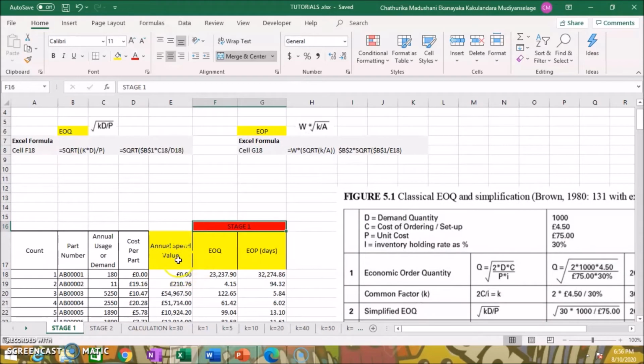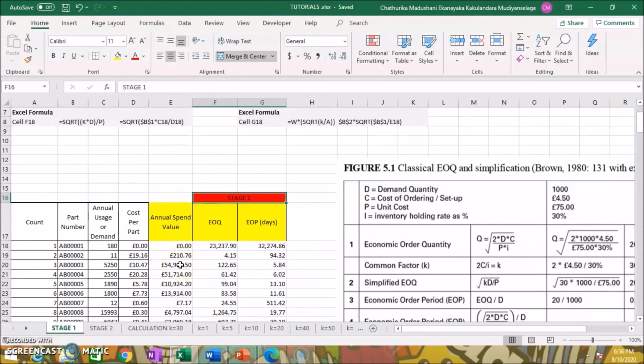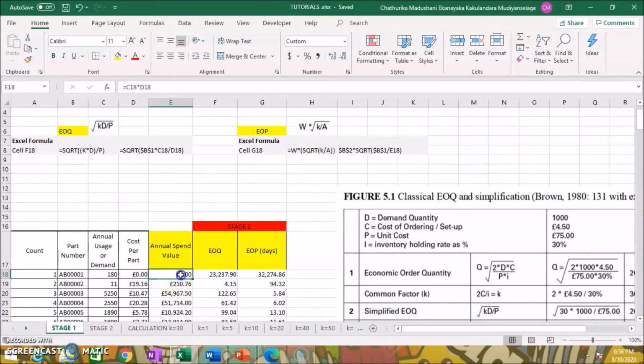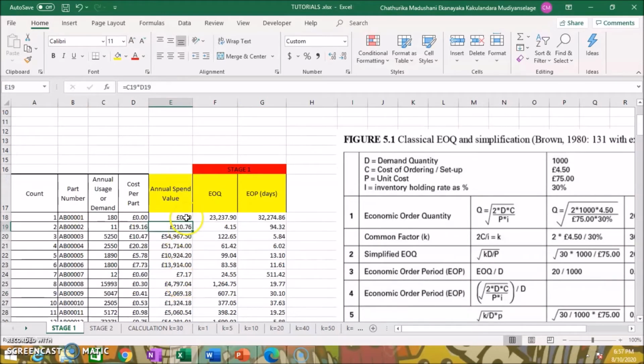So here I already calculated the annual spend value, which is useful to calculate the EOP later. So I put here annual spend value. To calculate annual spend value, it's easy. You just need to multiply the annual usage by cost per part, and then you copy the formula for the whole list.